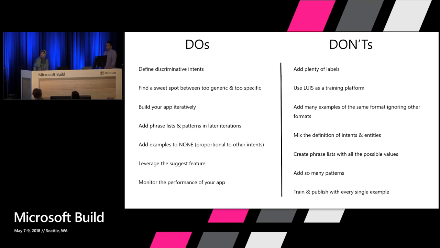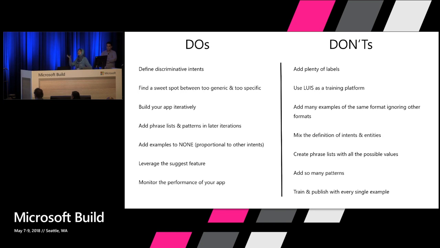We don't recommend that you provide maybe 5 examples of the same pattern. Book a flight from Berlin to Seattle. Book a flight from Dallas to Seattle. Those are exactly the same. Try to diversify the examples that you're providing, because LUIS is using machine learning, and it has the power to generalize on fewer examples. So use that power. Don't keep adding examples of the same type.